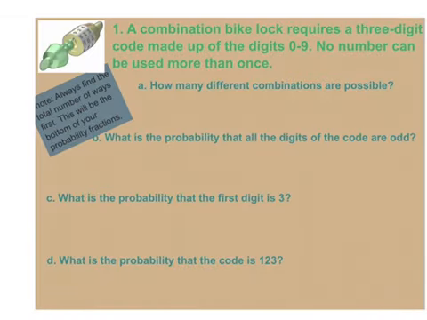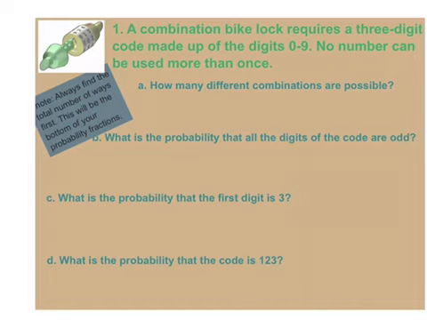Let's look at example number 1. I have a combination bike lock that requires a 3-digit code made up of the digits 0 through 9. No number can be used more than once. Part A asks how many different combinations are possible. I need to decide if this is a combination or a permutation. Since it's a 3-digit code, order matters. Anytime you put in your iPad code or your cell phone code, the order you put the numbers in matters. So this is a permutation problem.